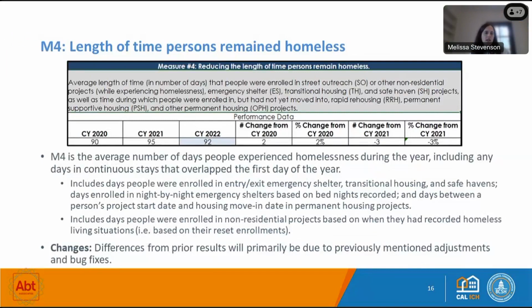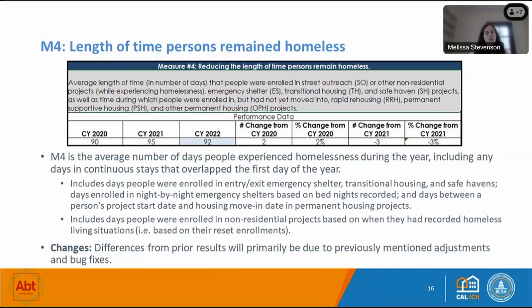So I'm going to talk now about measure 4, which is the length of time that persons remained homeless. That's the average number of days that people experienced homelessness during the year. It does include any days that overlap the first day of the year in a continuous stay.